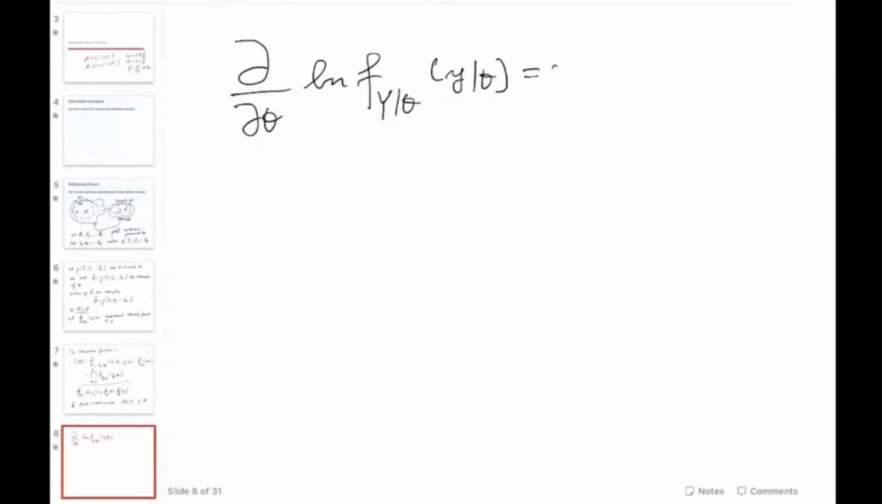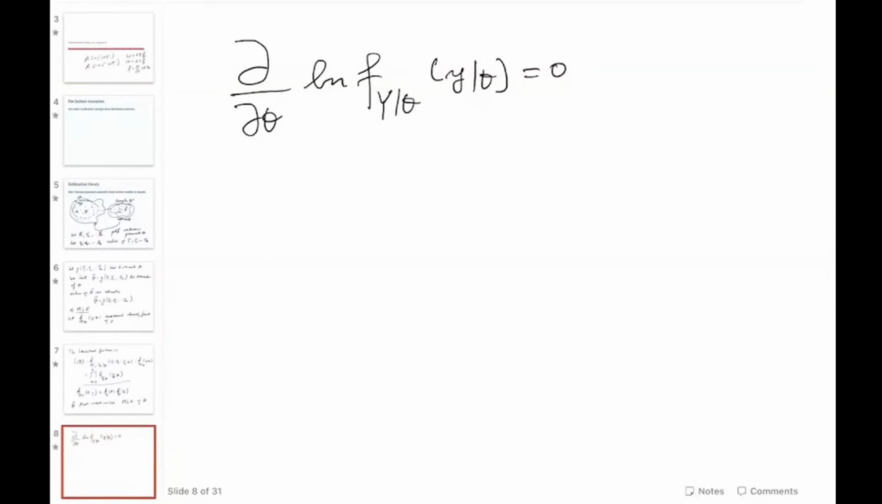And how do we maximize it? It can be shown that the derivative with respect to theta of the log of our conditional distribution function will allow us to obtain the maximum likelihood estimate of our problem. This is in short how maximum likelihood estimation works.